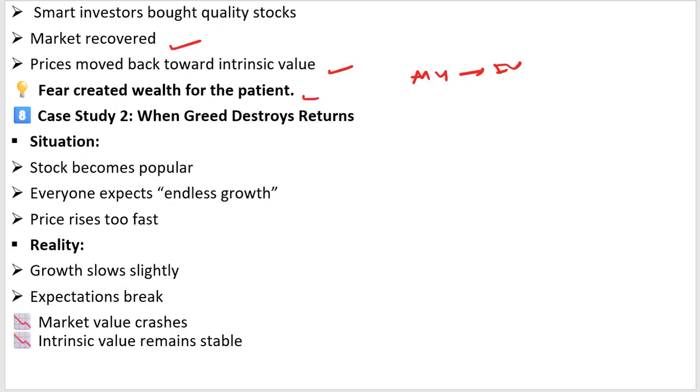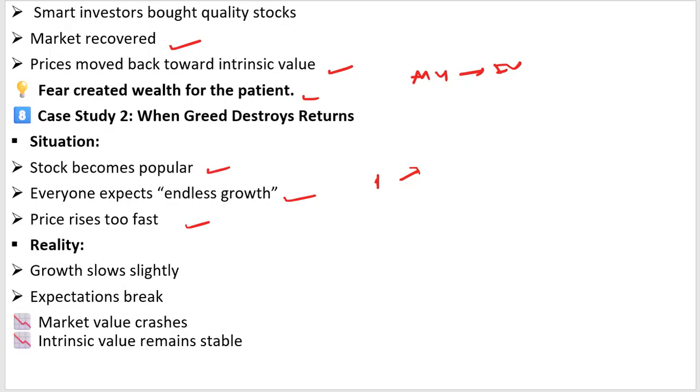Case study 1: when greed destroys returns. Situation: a stock becomes popular. Everyone expects endless growth, and then the price rises too fast. If we investors tend to be greedy, that may be harmful for investors. If purchasing on greed, a stock becomes popular, the stock price will rise, everyone expects endless growth, no end to the growth, and prices rise too fast.